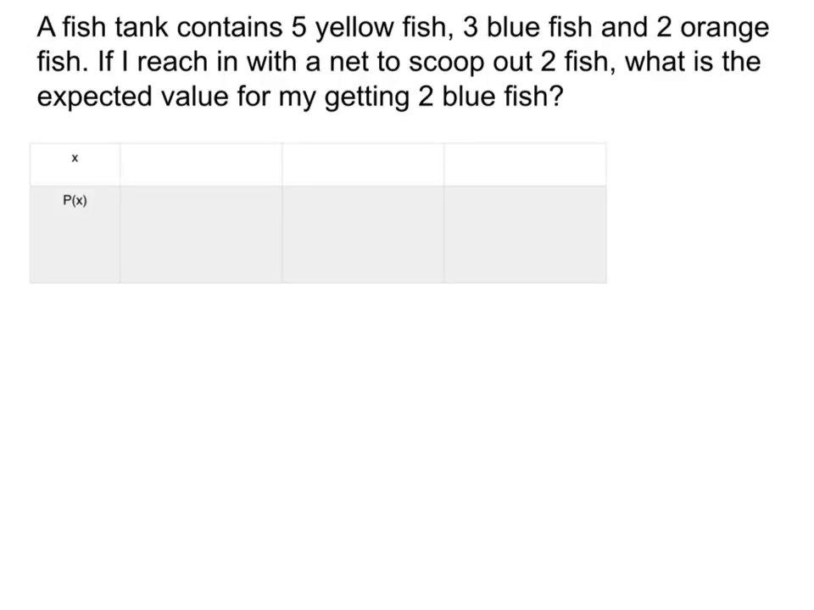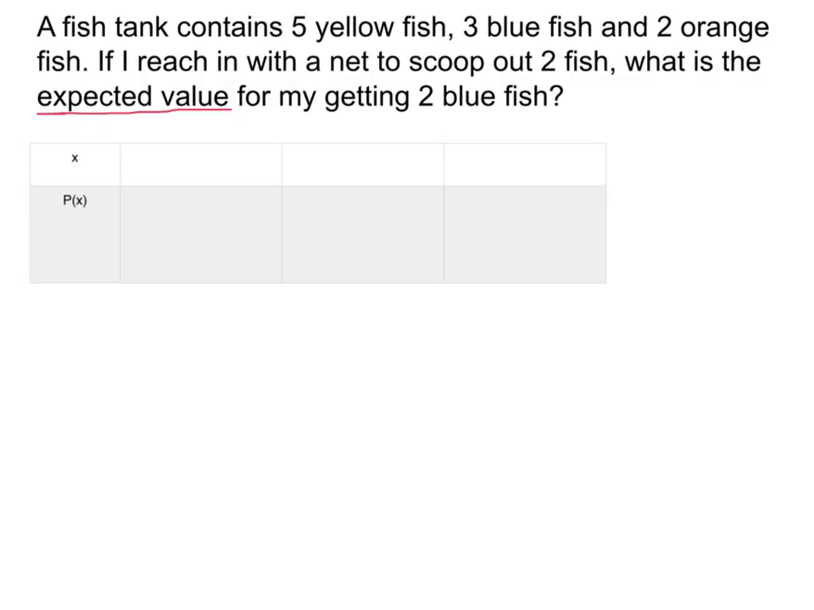A fish tank contains 5 yellow fish, 3 blue fish, and 2 orange fish. If I reach in with a net to scoop out 2 fish, what is the expected value for my getting 2 blue fish? Whenever you have a problem like this, always look for the keywords that are going to tell you what you are looking for in this problem. And in this case, it's the 2 words here, expected value.